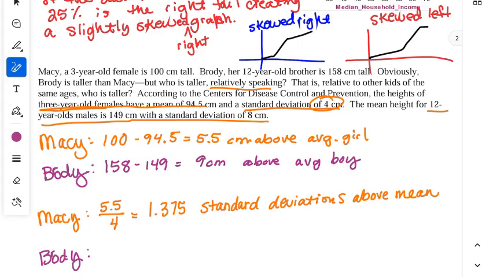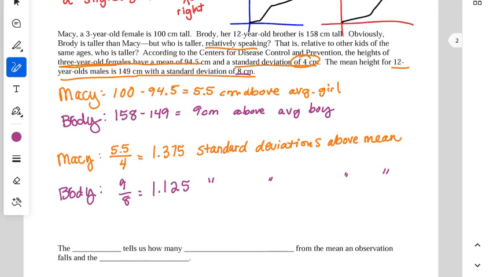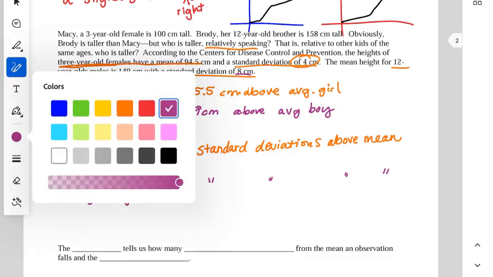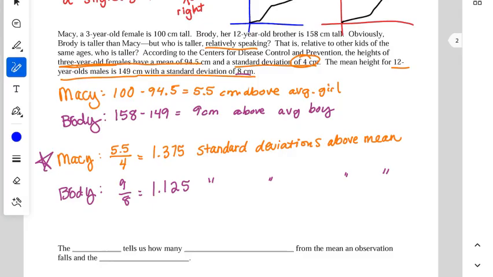Okay, and then Brody, is going to be, his was 9, but the standard deviation is 8, 1.125 standard deviations above the mean. So who would be considered taller for their age? It would have to be Macy, because she is taller than the typical deviation.